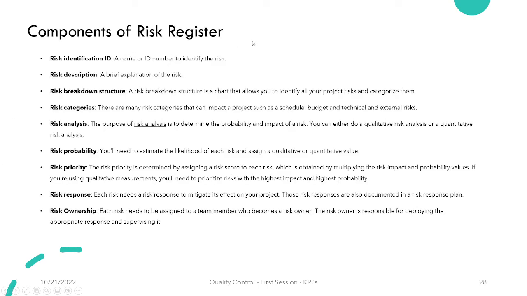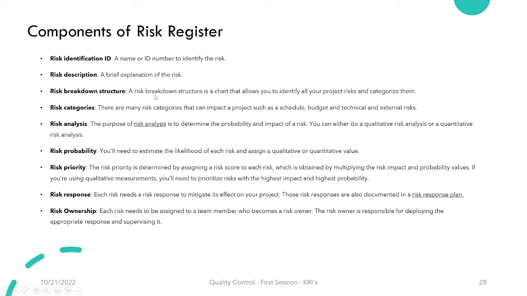Components of the risk register. We have components for our risk register, and we need to identify them. This is not limited to only these. You can add more to your risk register, but these are the important components. Number one is the risk identification ID, a name or ID number to identify the specific risk. Risk description, a brief explanation of the specific risk.